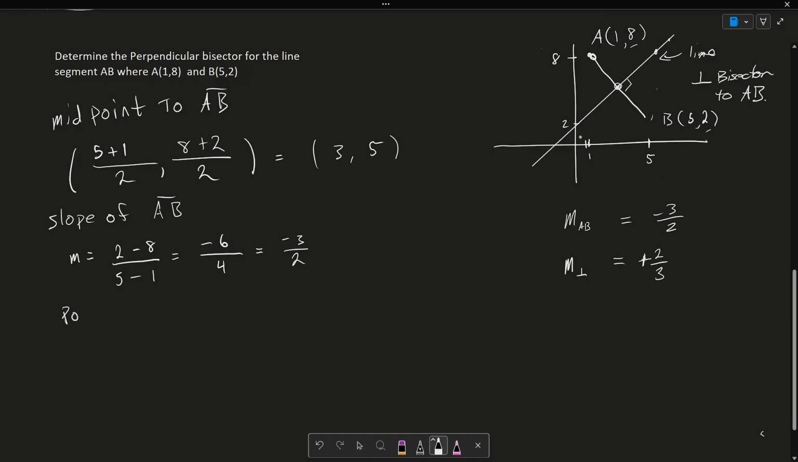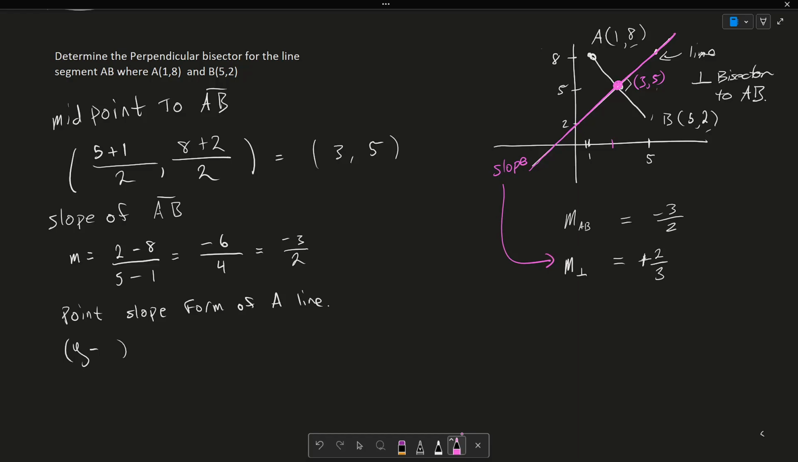If I use point-slope form of a line, remember that it is y minus any y coordinate on that line. Well, I happen to have a y coordinate on that line. It is 5. I'll make it pink. This pink line is the one that I'm now trying to build. I know a point on it, x coordinate 3, y coordinate 5, and its slope is perpendicular to AB.